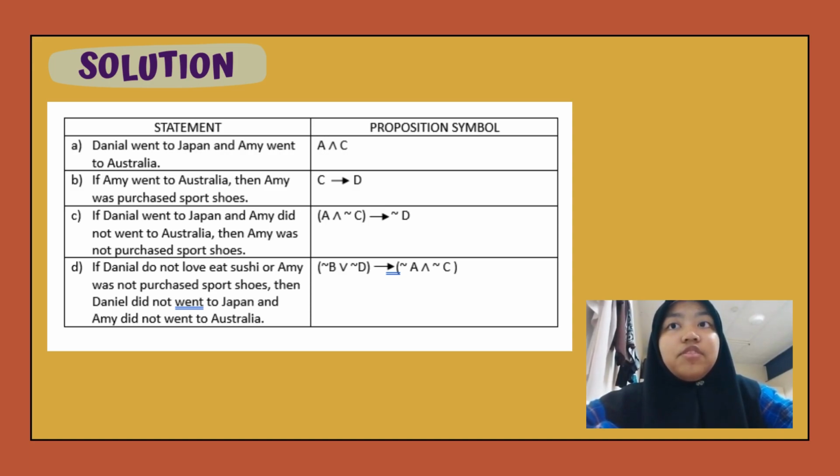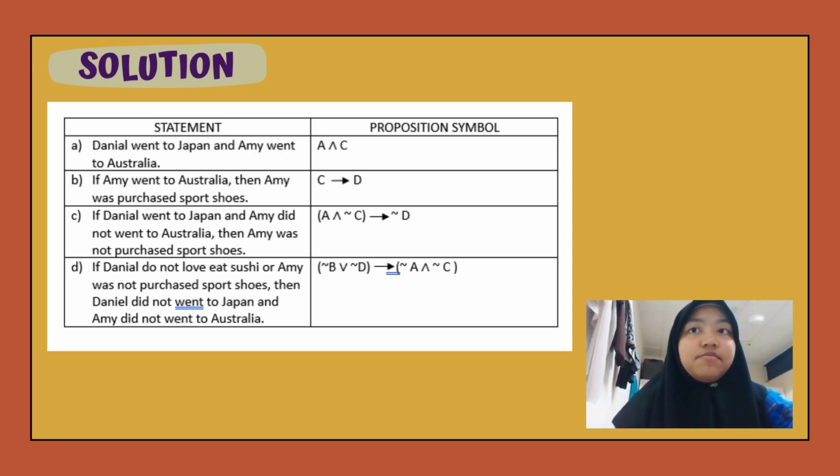Or, if Daniel does not love eating sushi or Amy did not purchase sports shoes, then Daniel did not go to Japan and Amy did not go to Australia. So not B or not D implies not A and not C.